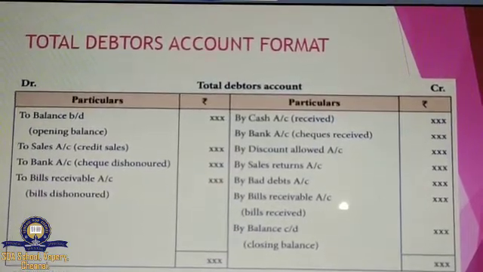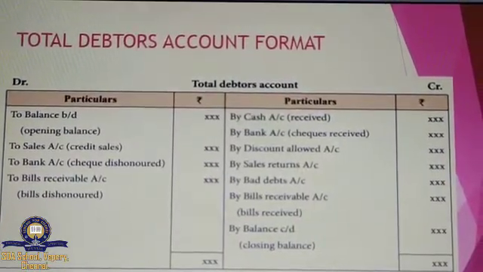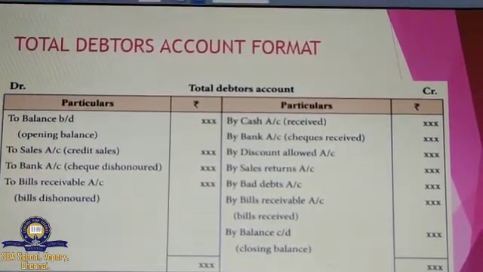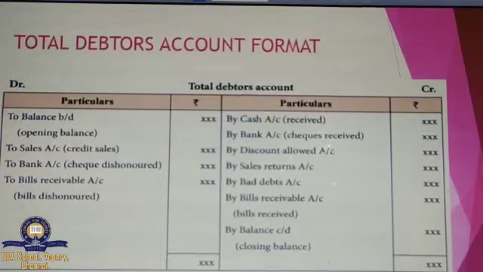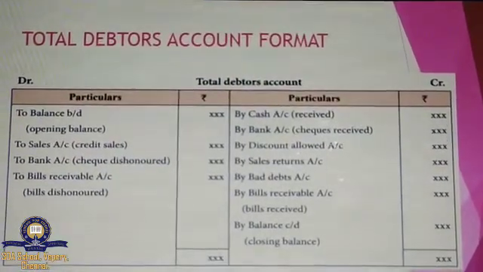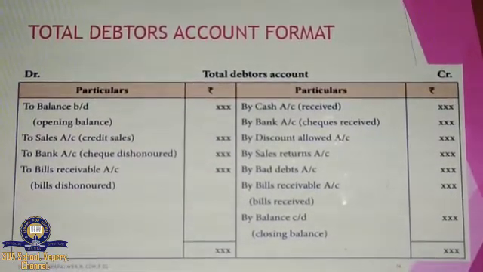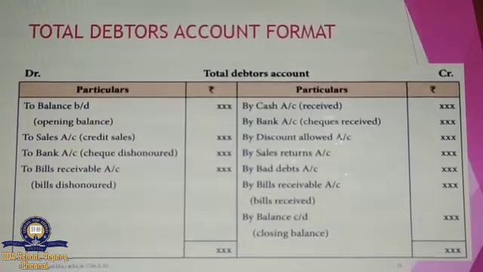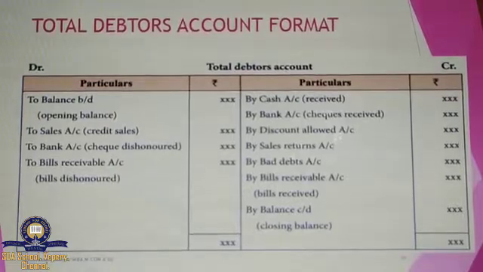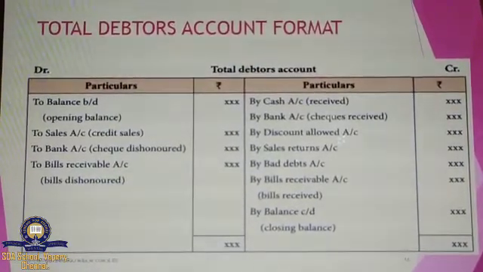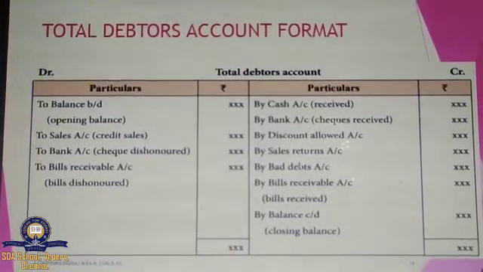The next item in the credit side is by discount allowed. You know very well, as soon as the customer pays the amount, we give discount allowed. Some customers will buy in bulk, and for bulk goods we will give discount allowed. So in the credit side we have to put discount allowed. Next is by sales return. Sales return means if you sold to them, the damaged items will be returned. So that is the by sales return.